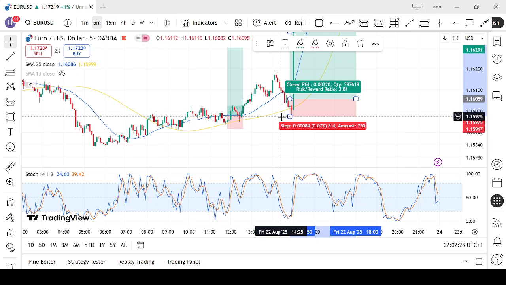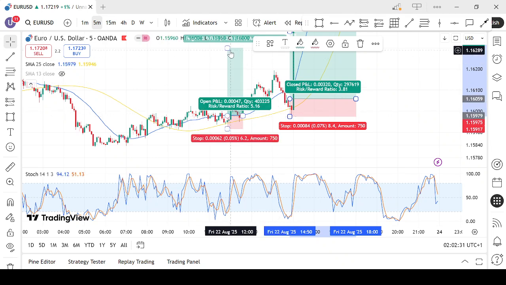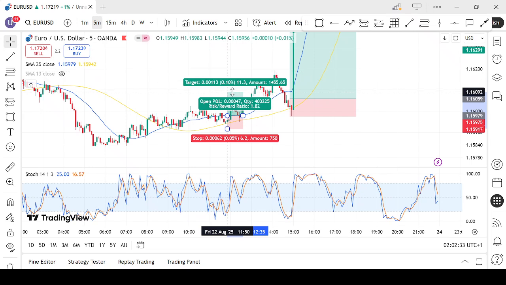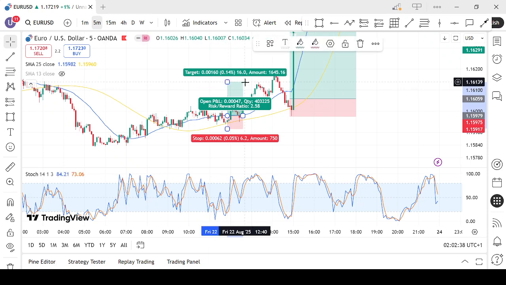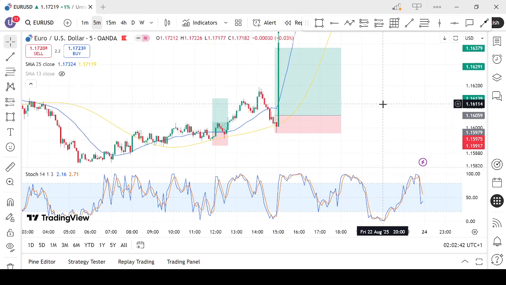For your take profit, you can just aim for at least 10 to 15 pips. This will be a perfect target for you. You can aim for 10 to 15 pips in the market.